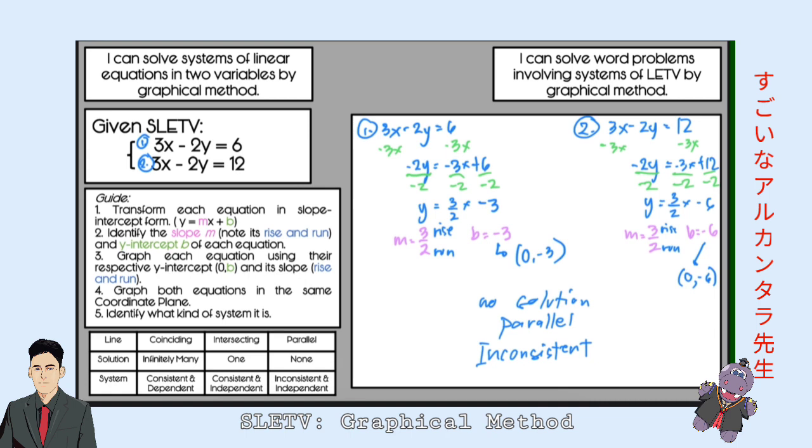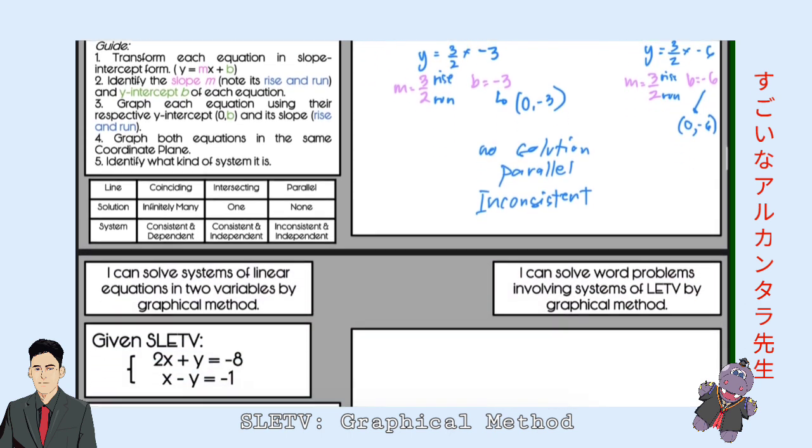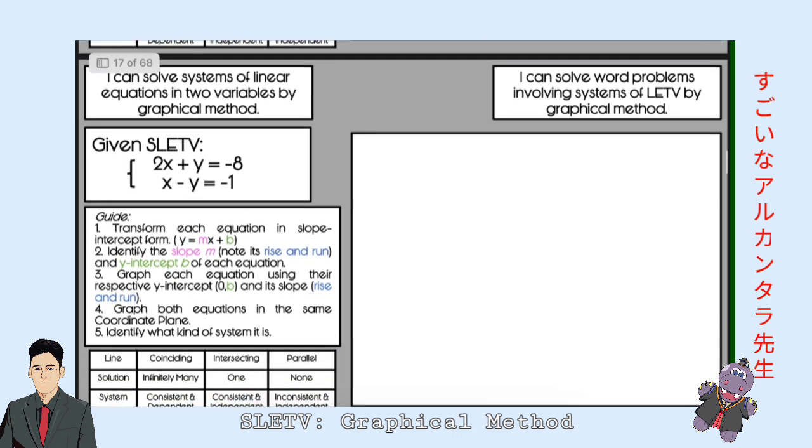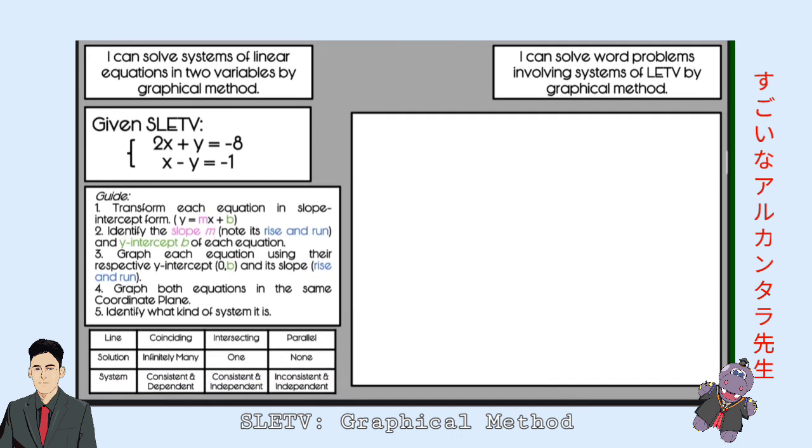So those are our notes for this example. It's inconsistent, there's no solution, and the lines are parallel. We still have some more examples for practice. So again, if you got it already, it's fine. But if you need some more practice, you can pause the video for the items and try it on your own.